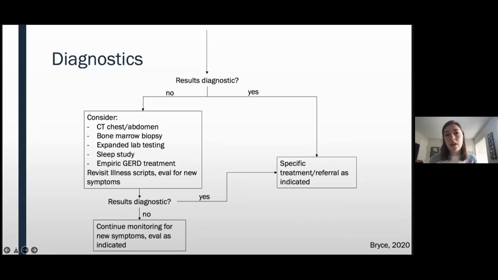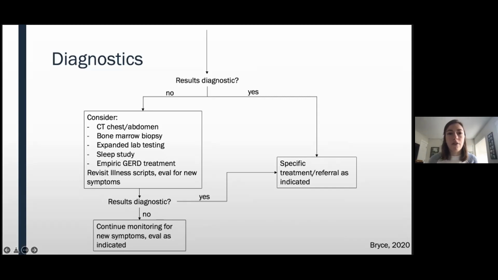You could consider getting a sleep study in these patients as well. And some authors argue that at this point you could consider empiric GERD treatment as well, just to see. Sometimes patients aren't super aware of their reflux symptoms, but treating for GERD could potentially cause resolution. And at all these points, you want to be revisiting all those illness scripts and thinking if there's any new symptoms or anything else that's pointing you down a certain pathway.